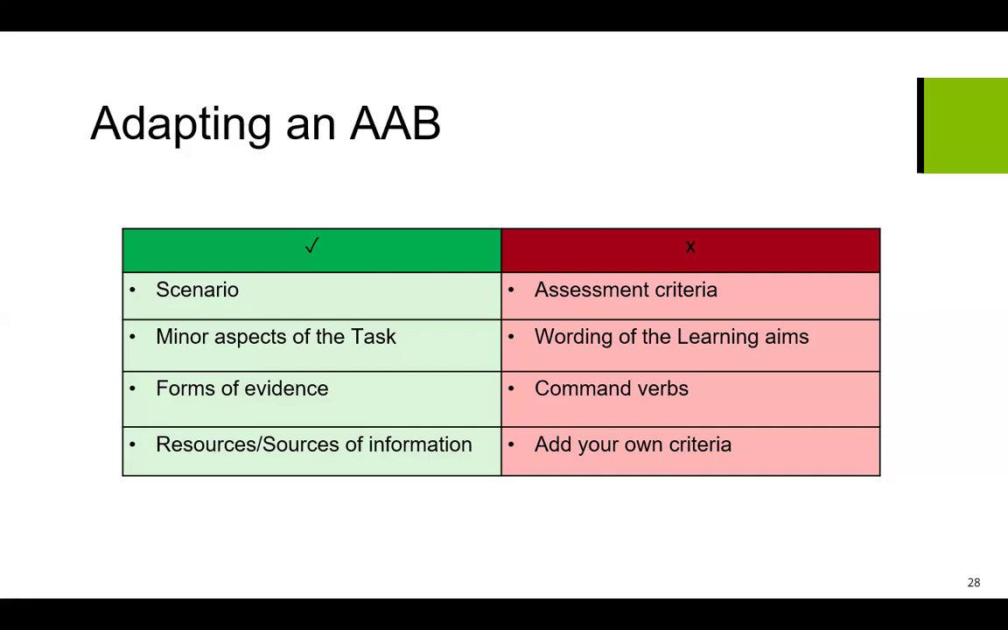You can change minor aspects of the task. So if the task asks learners to take a photograph, but they haven't got access to cameras or whatever, you could say, when you've completed this activity, ask the teacher to take a photograph. So it's more about the administration of the activity rather than actually changing what it says. You can change the form of evidence. If, for example, we've said we want the learners to give a presentation, but you haven't got access to the appropriate software or whatever, you might say, well, no, you can just give me a written report instead.